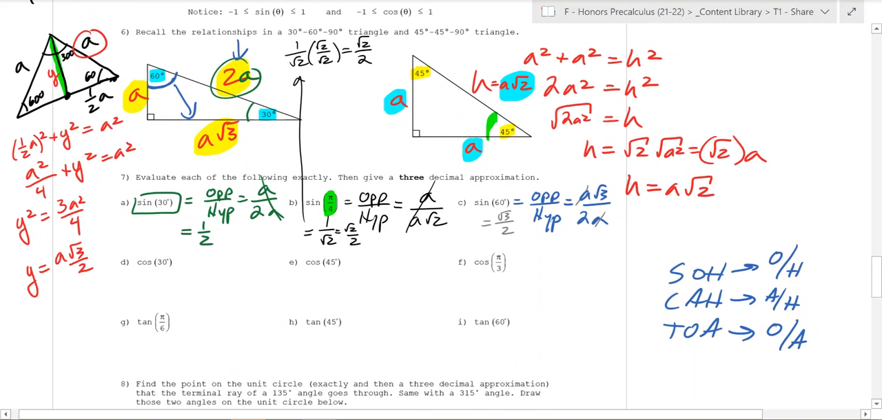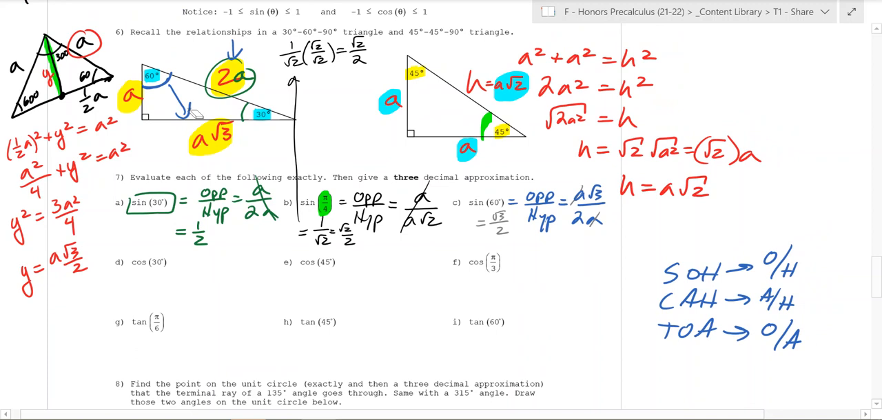So if you do the cosine of 30 degrees, so here's our 30 degrees, cosine is adjacent over hypotenuse. So that's going to be a root 3 over the hypotenuse, which is, again, 2a. They cancel, and you're left with root 3 over 2.